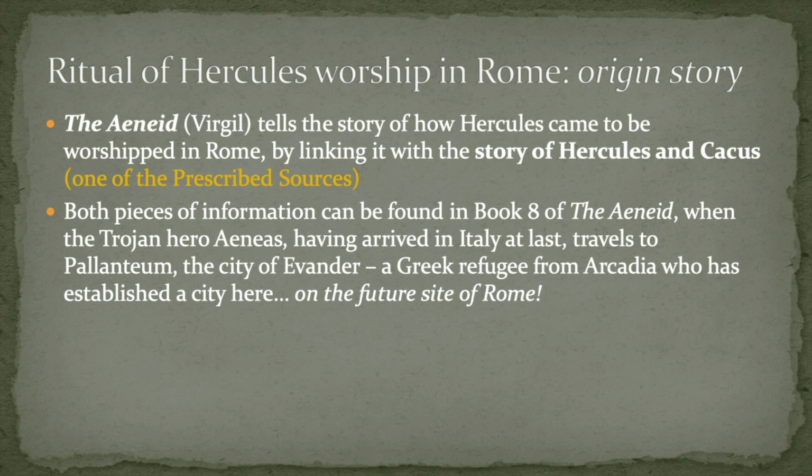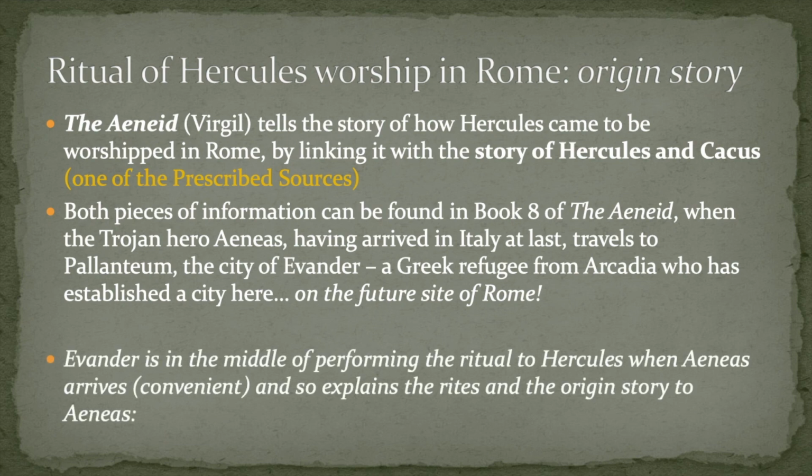And it's quite exciting. Evander, when Aeneas arrives, is in the middle of performing the ritual to Hercules, which is obviously very convenient for the story because it allows Virgil to then go, you asked me what I'm doing. Well, here we go, says Evander. And so he explains the rites and the origin story to Aeneas. That's allowing the poet Virgil to include this story of Hercules in the story of the founding of Rome, even though they're not really attached to each other.